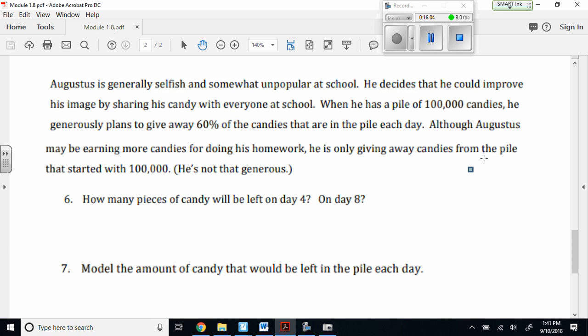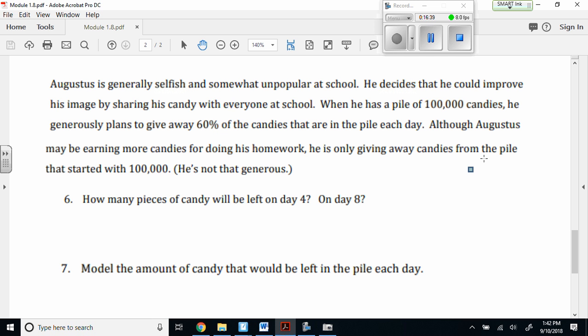Now, when he has a pile of 100,000 candies, he generously plans to give away 60% of the candies that are in that pile each day. Although Augustus may be earning more candies for doing his homework, he is only giving away candies from the pile that started with 100,000. He's not that generous, is he? So when he reaches 100,000, then he gives 60% of it away, right? How many pieces of candy will be left on day 4 and then day 8?